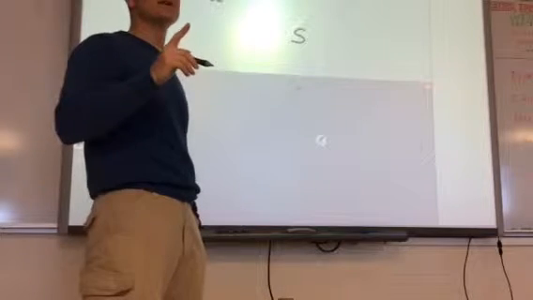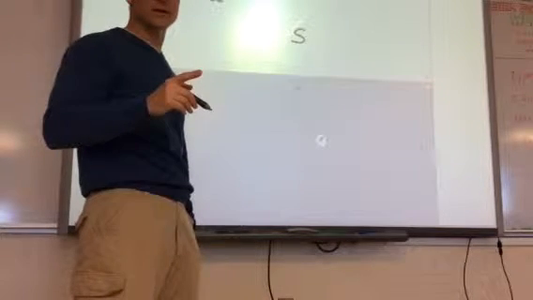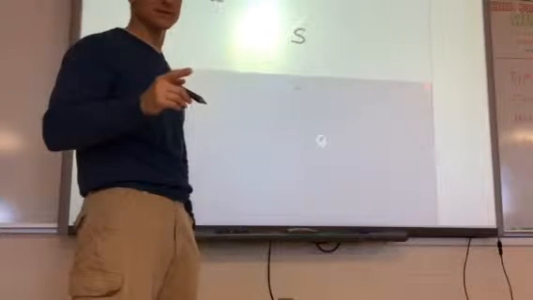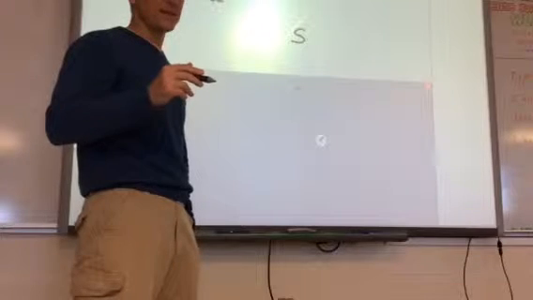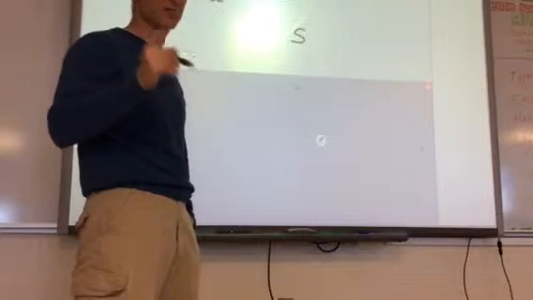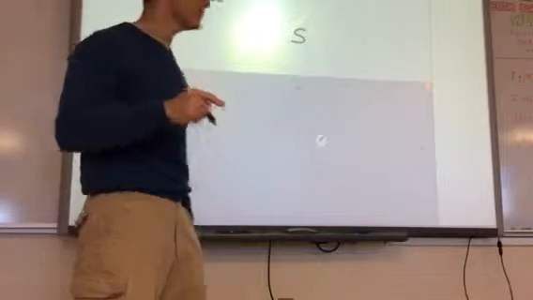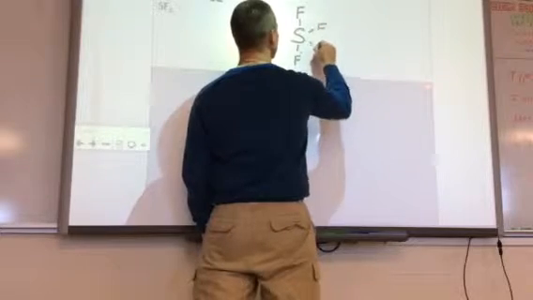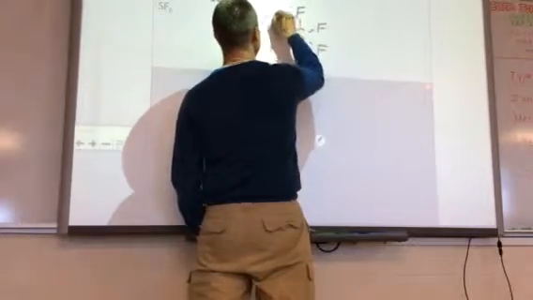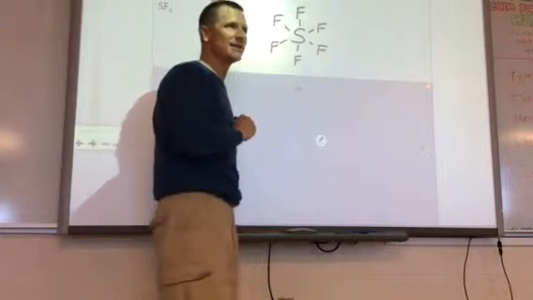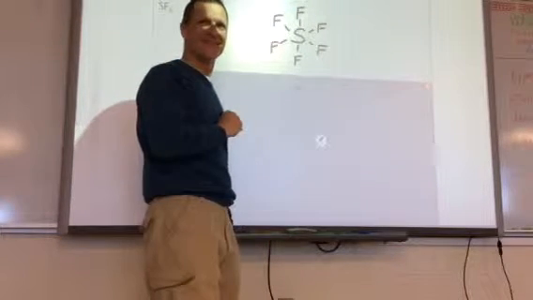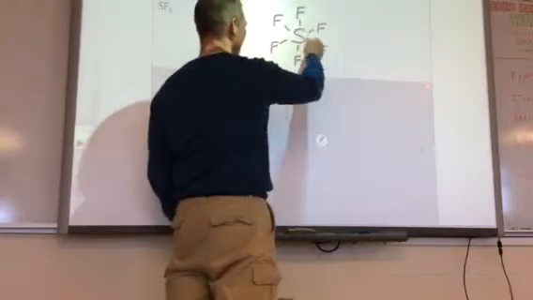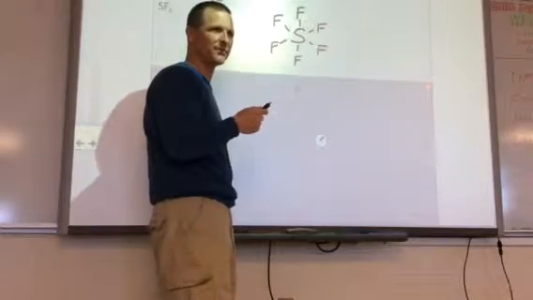Attach the peripheral atoms with single bonds first. But we have 6 peripheral atoms. What are we going to do about this? It's not going to feel right, but yes, you're going to put them all on the sulfur. So let's do that. 1, 2, 3, 4, 5, 6. Great. This doesn't look right. The sulfur doesn't have 8 electrons. It's got 12 electrons around it.